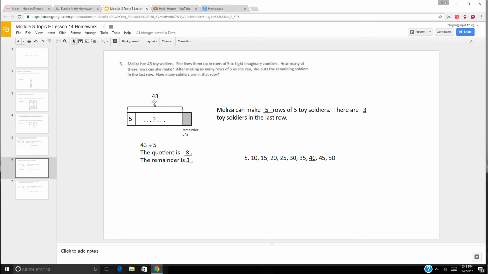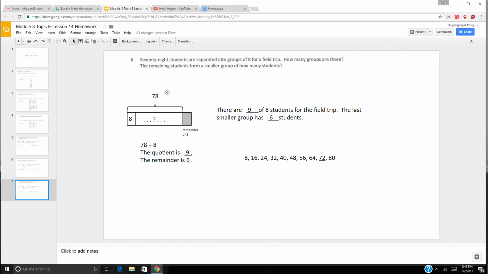So she has 43, and we don't know how many 5s are in 43. So it's 43 divided by 5. So we count by 5s and see how close to 43 we can get. And we can get to 40. 5 times 8 is 40. And 3 more makes 43. So we have a remainder of 3. So Melissa can make 8 rows of 5 toy soldiers, and there are 3 toy soldiers in the last row.